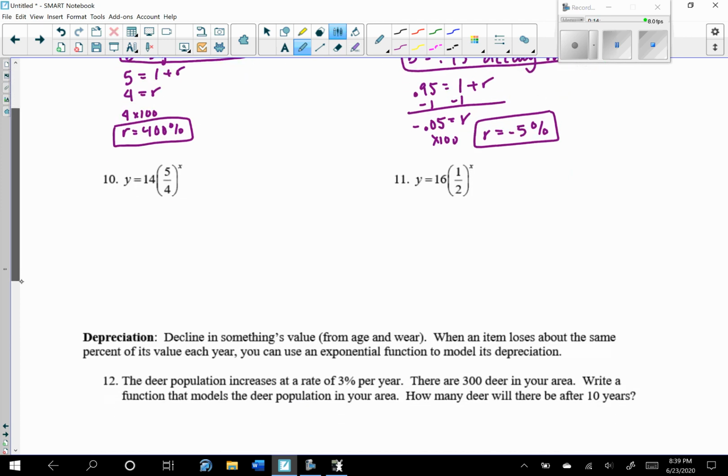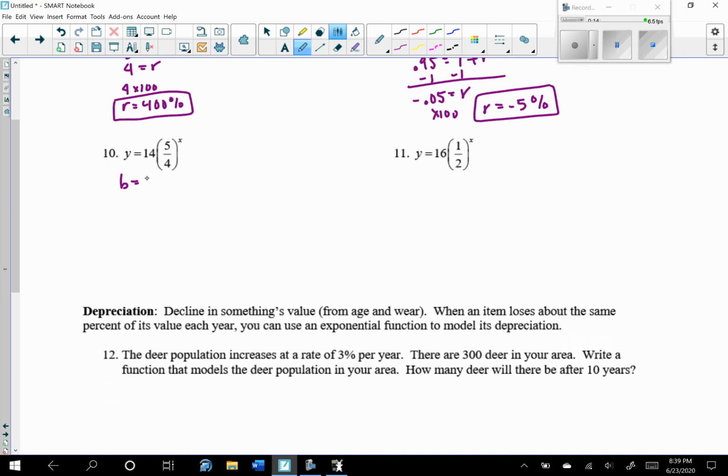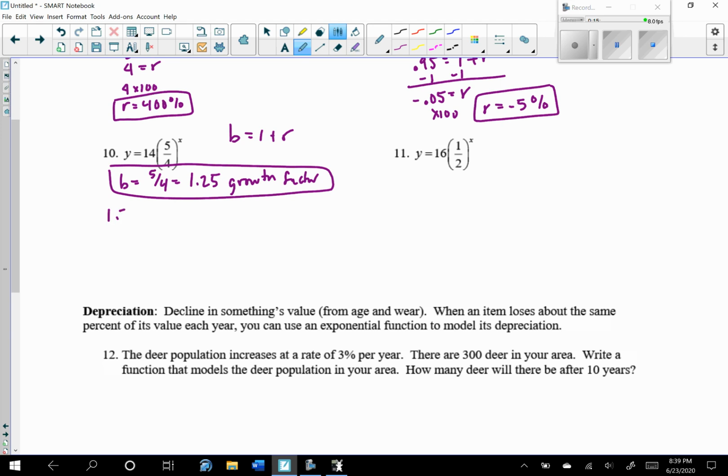Looking at question 10, b is equal to 5/4, which as a decimal is 1.25, so that shows you that's growth. So it's a growth factor. Then the rate at which we are growing, b is equal to, again, 1 plus r. So if you want to use a decimal, that's fine. So 1.25 is equal to 1 plus r, subtract the 1. 0.25 is equal to r, so multiply that by 100, and r is equal to 25%.